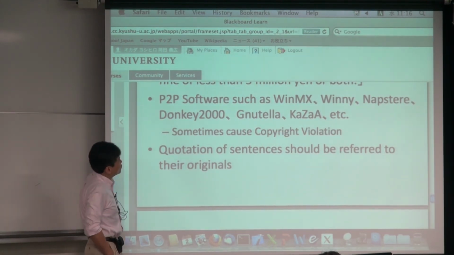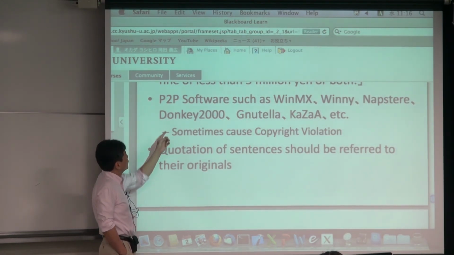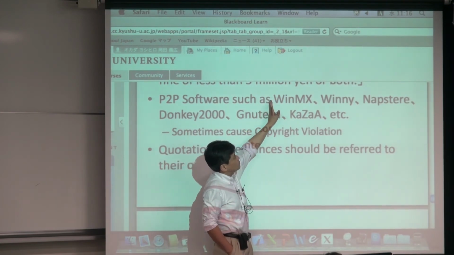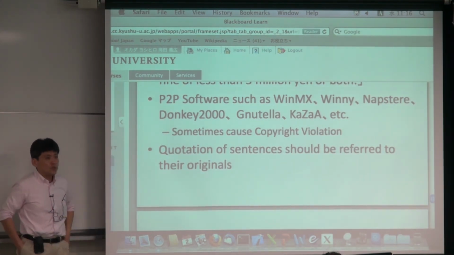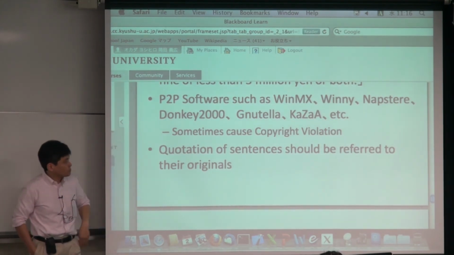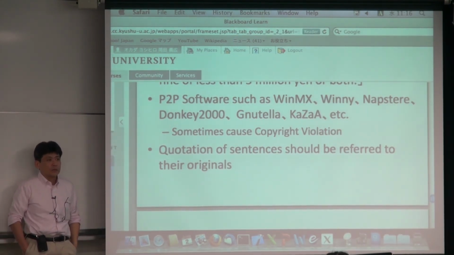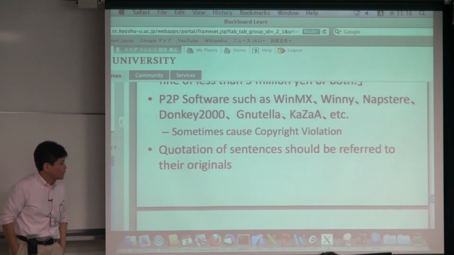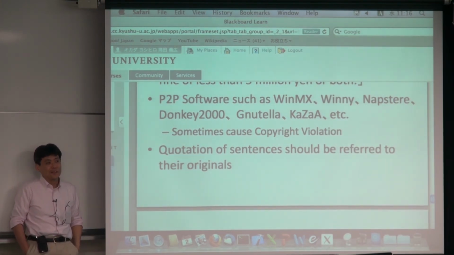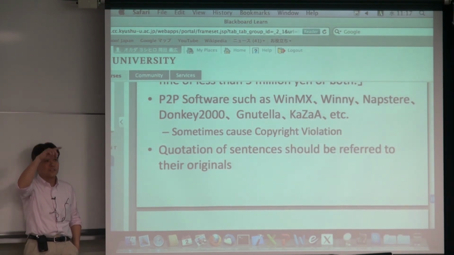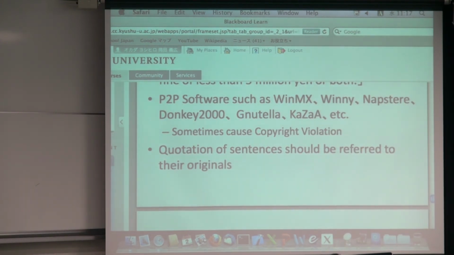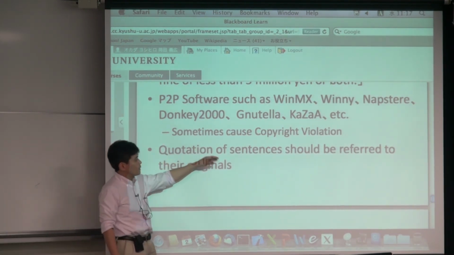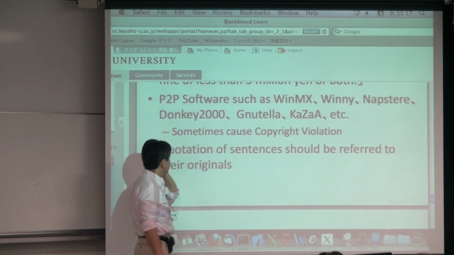So usually you must not use P2P software such as Winny, NetSteer, and this software. Actually, in Kyushu University, this software is not allowed to be used, in the Kyushu University campus. So once you use it in Kyushu University, the administrator of the university can find such action. Okay. And as I already explained, quotations of sentences or images should refer to the originals.